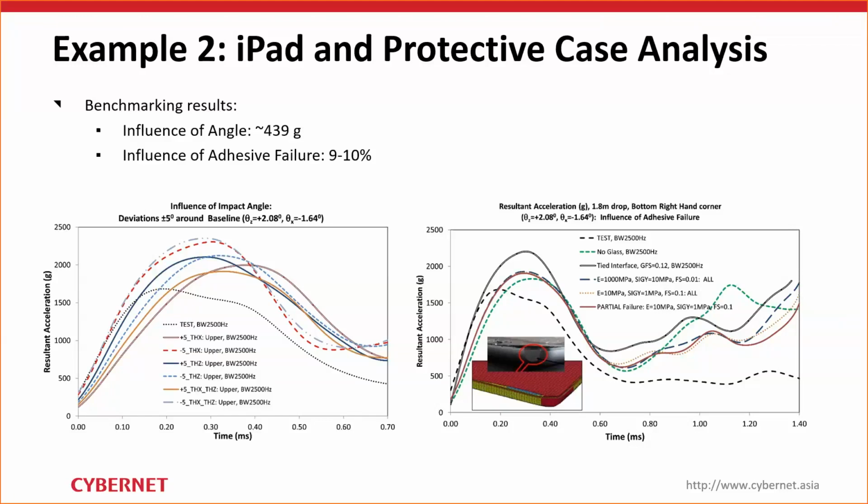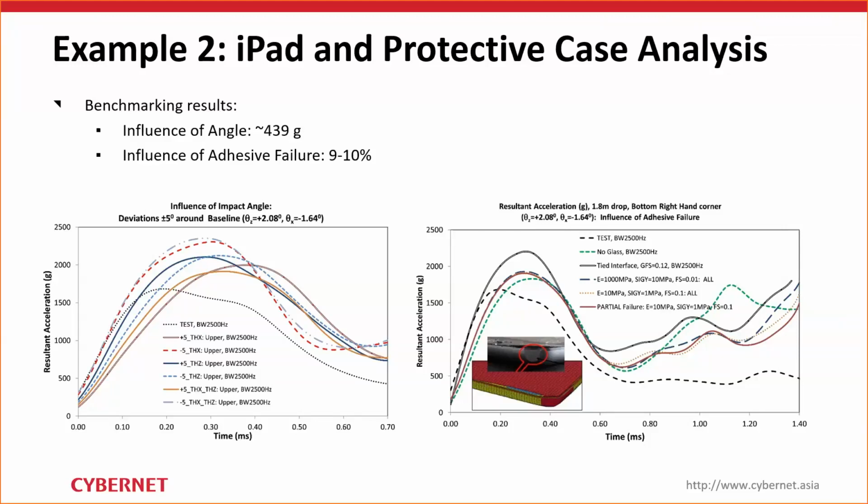Now, as for the influence of adhesive failure, adhesive failure essentially means the failure of adhesive between your devices. Some of the components on your devices were glued together using some kind of adhesive. So we incorporate some sort of adhesive failure into our experiments or analysis, and then we see if there is going to be any kind of effect on the resultant accelerations.